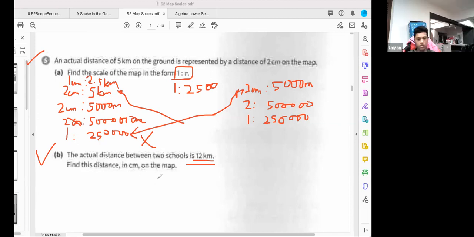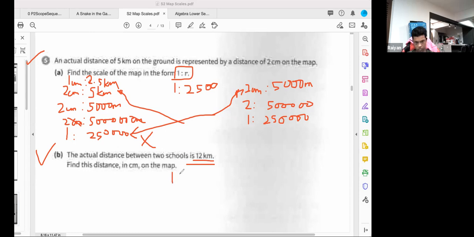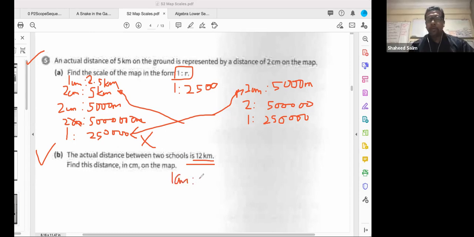Okay, down here now, this is connected to the first one. So this is now 1 cm to 2.5 km. Do you agree first? Because the original was 2 cm to 5 km. I divide by 2, get 1 cm to 2.5 km. Now down here they say this is 12 km.